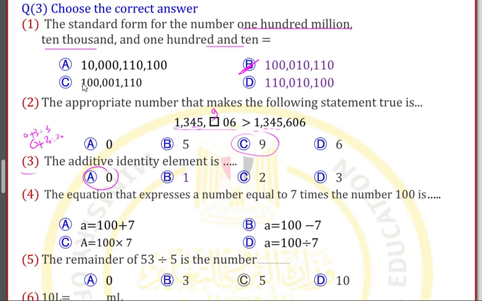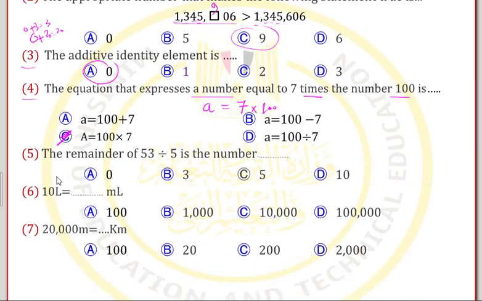Question number 4, the equation that expresses a number equal a number, so A for example, equal means equal to 7 times means times the number 100, so 7 times 100, so A is 7 times 100, letter C. Okay, number 5, the remainder of 53 divided by 5 is the number space. He wanted the remainder, so this is a long division.